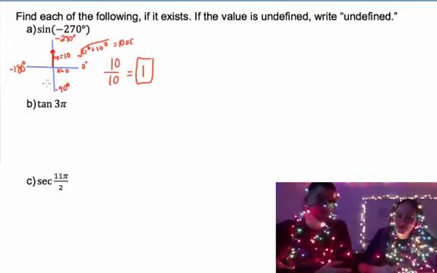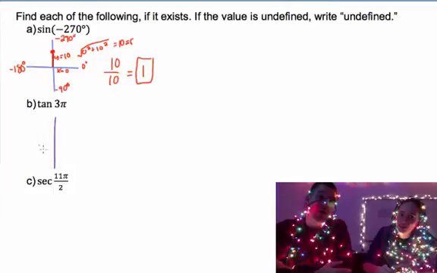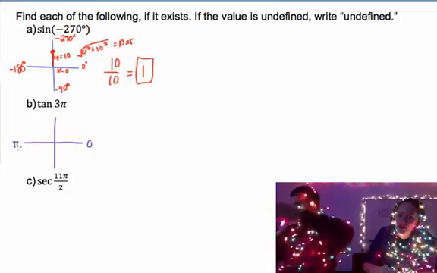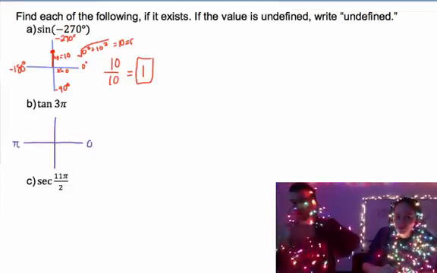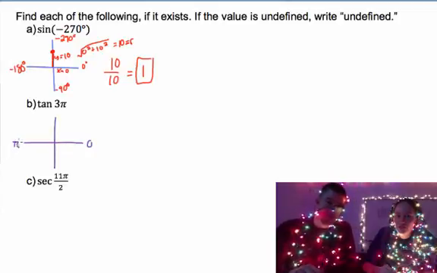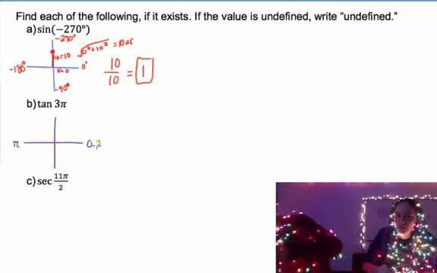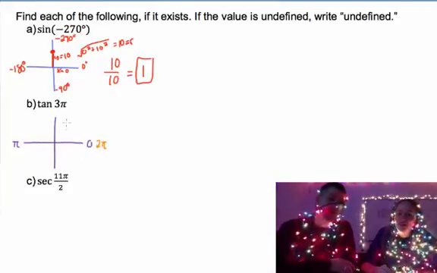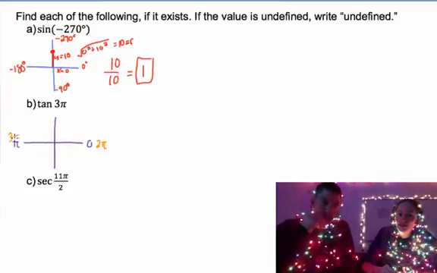Tangent of 3 pi. I know right where that is. If I go to pi, that's over there on the left. And if I go all the way around the circle one time, that's 2 pi. And then if I go one more pi past all of that, that would be 3 pi.